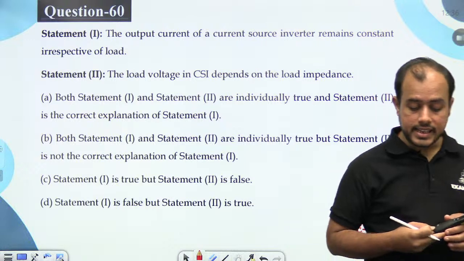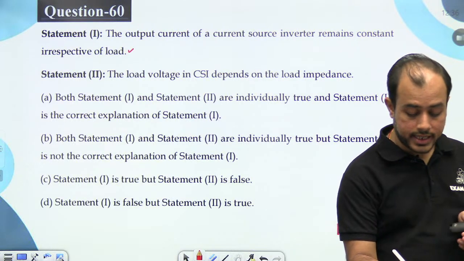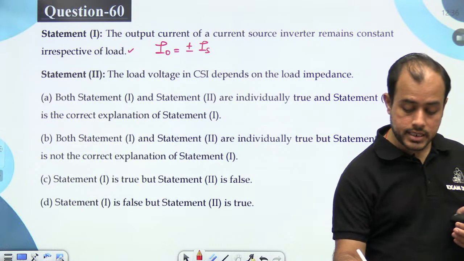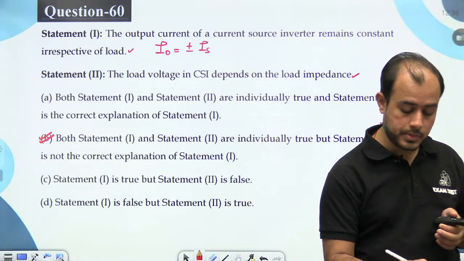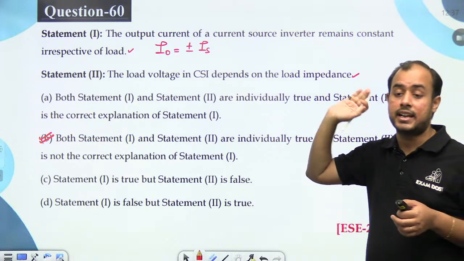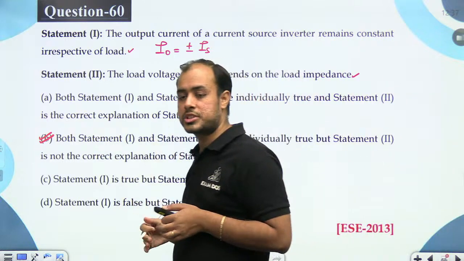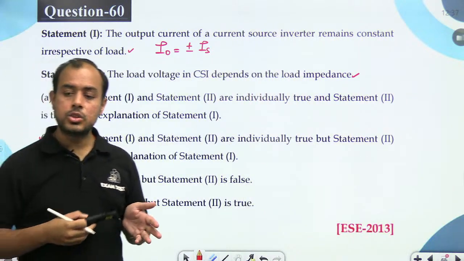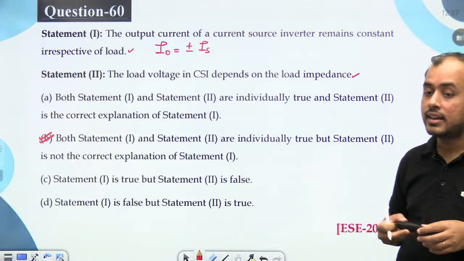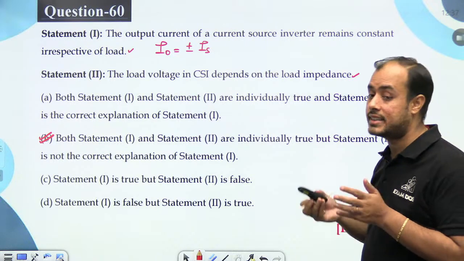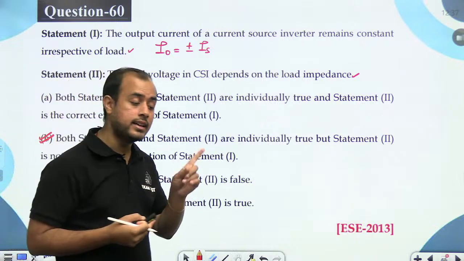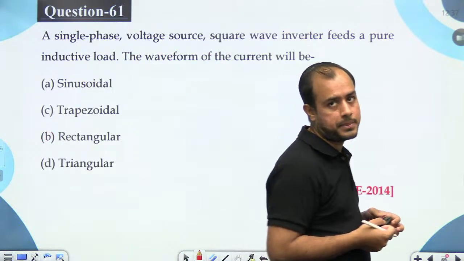Output current of a CSI remains constant irrespective of the load. Yes, I0 is equal to plus minus IS. The load voltage depends on the load. Correct. So the answer is B. बल्कि सेकंड स्टेटमेंट का एक्सप्लेनेशन फर्स्ट स्टेटमेंट है, ना कि सेकंड फर्स्ट को एक्सप्लेन कर रही है. सोच के देखिए, करंट कांस्टेंट है तो वोल्टेज I इंटू Z, voltage will depend on Z if current is constant, not that voltage depends on Z, that is why current is constant. voltage Z पे डिपेंड कर रहा है इसीलिए current constant नहीं है. current fix है इसीलिए voltage Z पे डिपेंड कर रहा है.